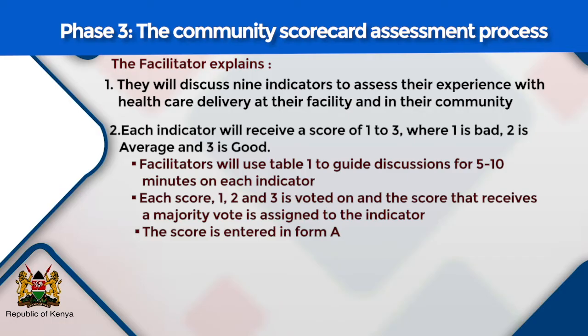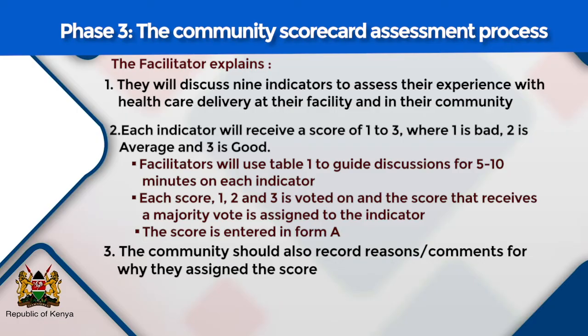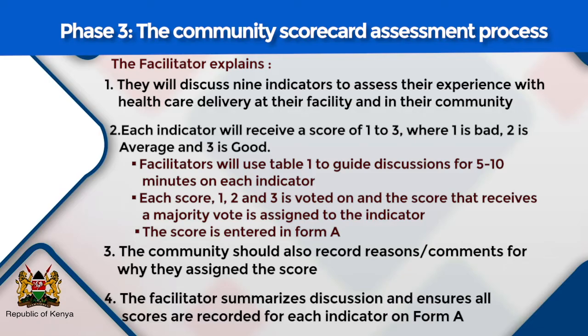Facilitators will use Table 1 to guide discussion for 5 to 10 minutes on each indicator. Each score, 1, 2 and 3, is voted on, and the score that receives a majority vote is assigned to the indicator. The score is entered in Form A3. The community should also record reasons or comments for why they assigned the score. 4. The facilitator summarizes the discussion and ensures all scores are recorded for each indicator on Form A.